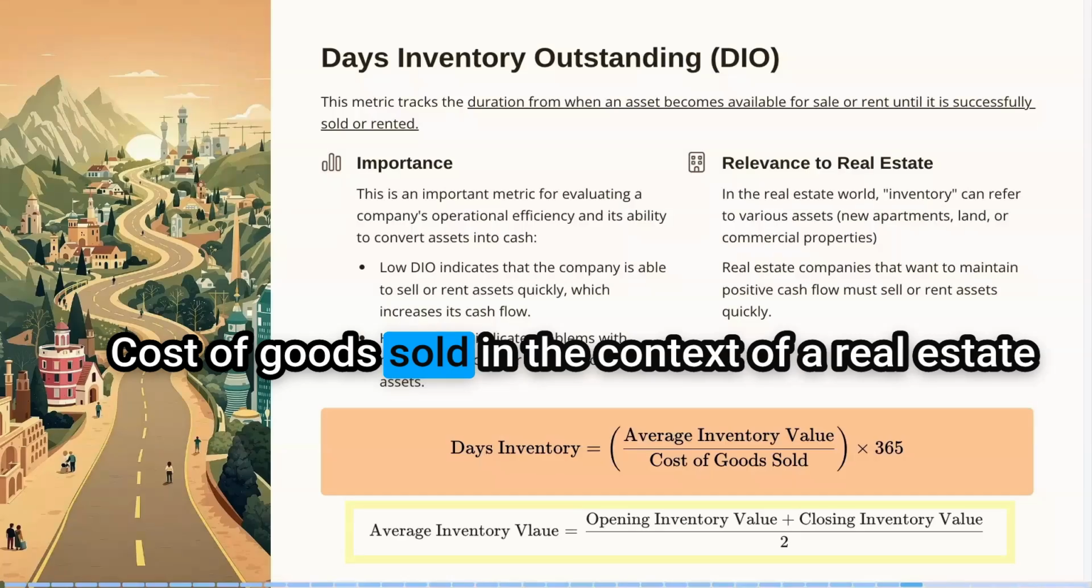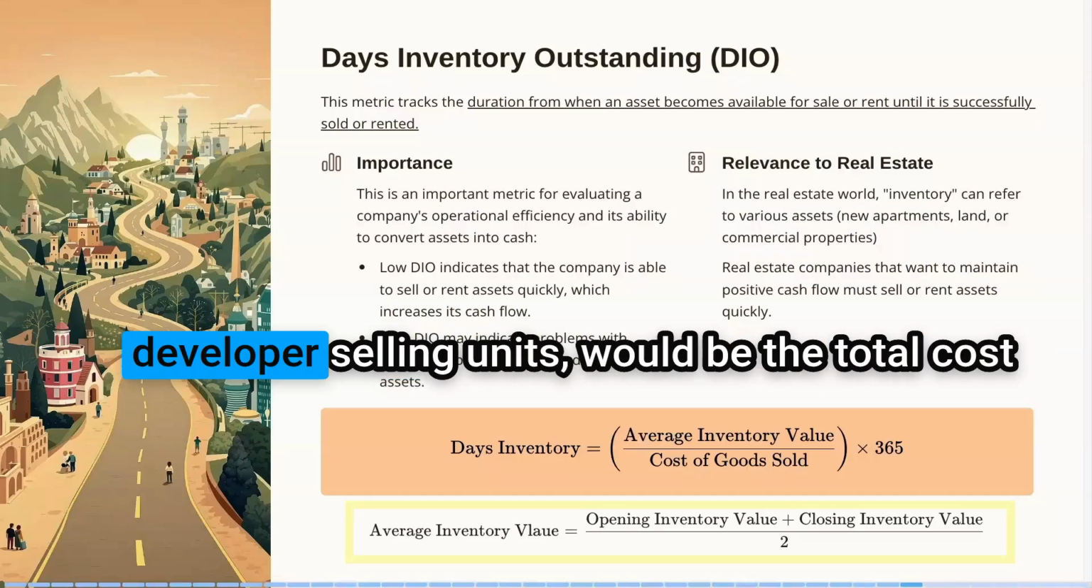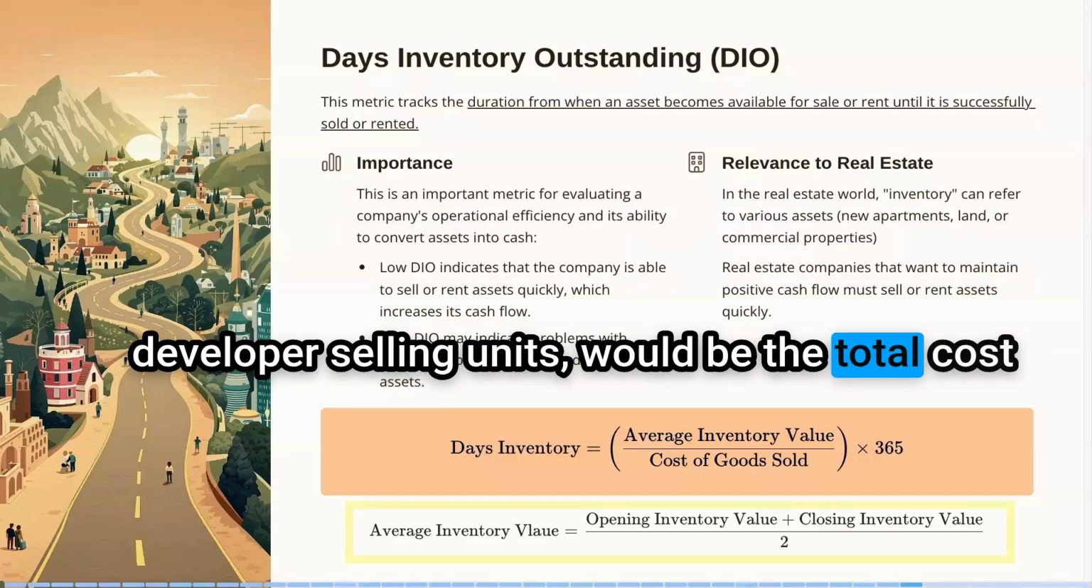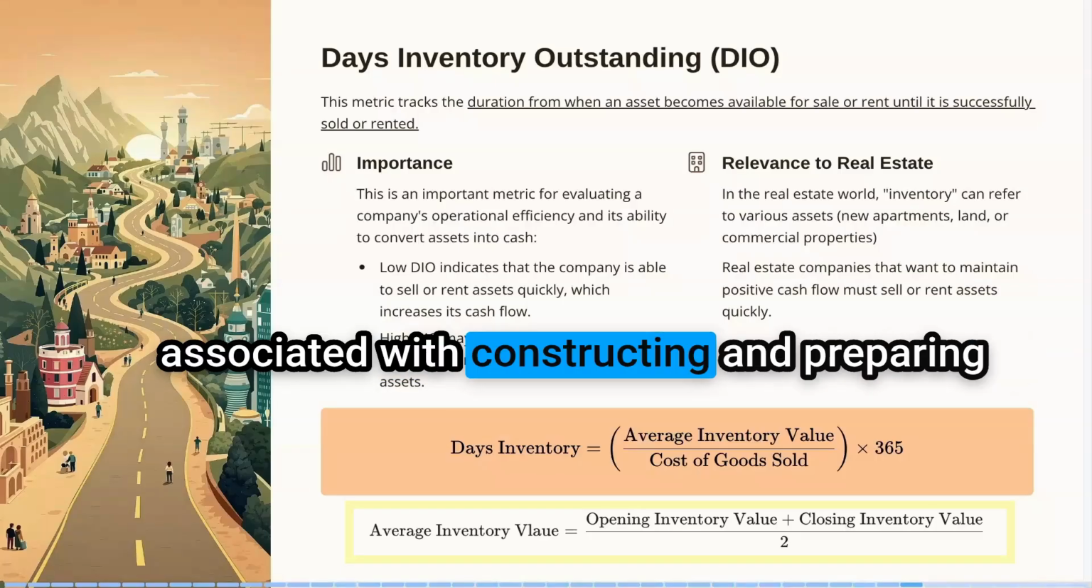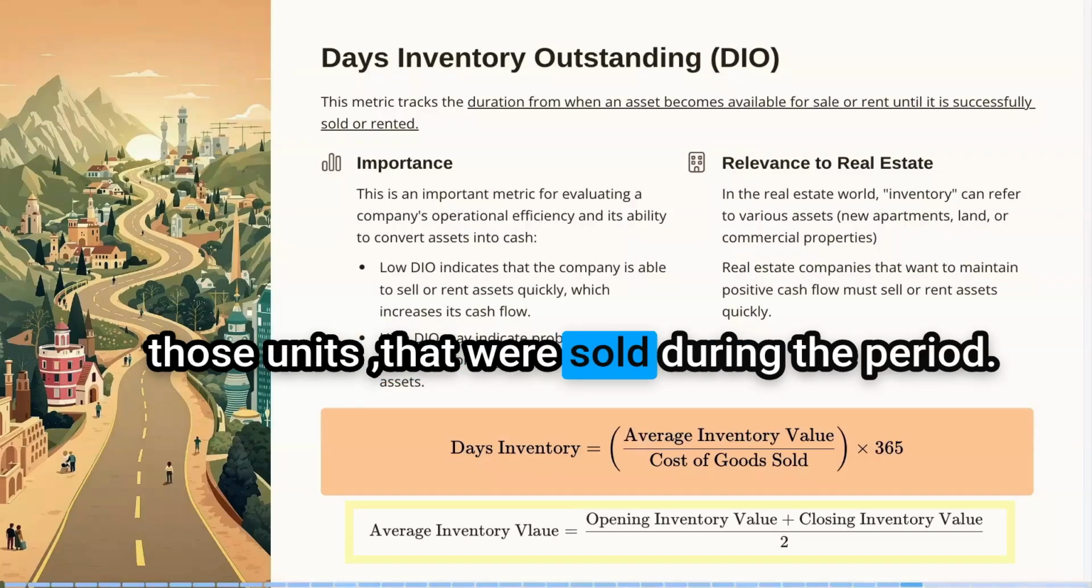Cost of goods sold: in the context of a real estate developer selling units, this would be the total cost associated with constructing and preparing those units that were sold during the period.